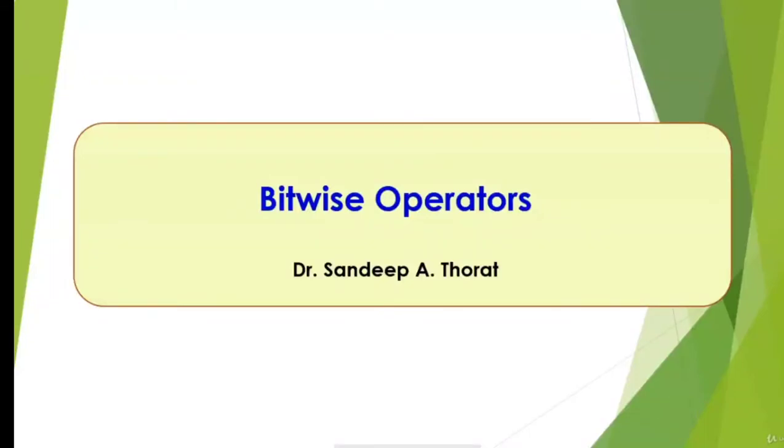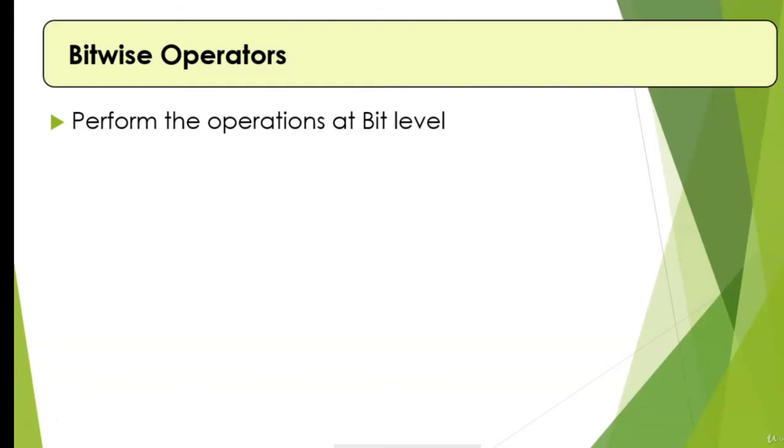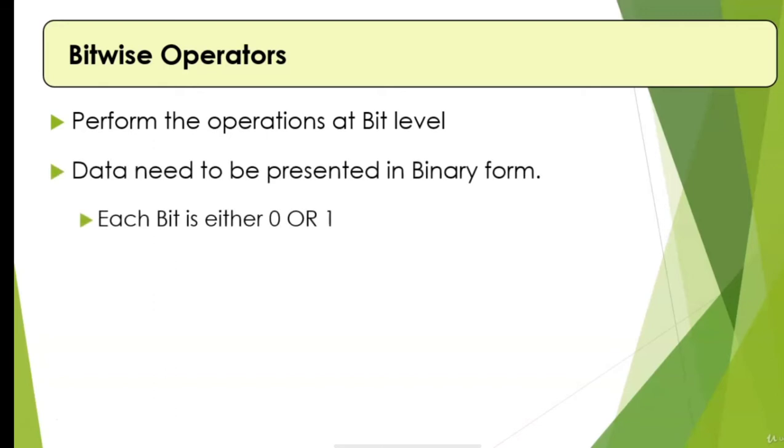In this session, we are going to discuss bitwise operators available in C. Note that the bitwise operators perform the operation at the bit level. Till now we were working on decimal numbers, but bitwise operators help us perform the operation at the bit level, and that's why here the data needs to be presented in binary form. In binary form, each bit of the data is either 0 or 1.